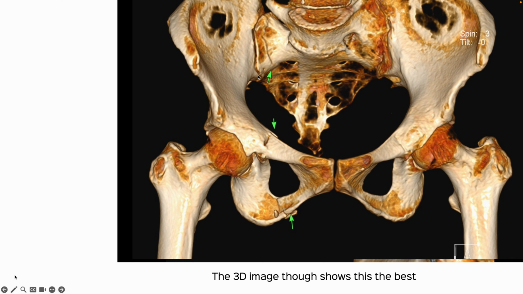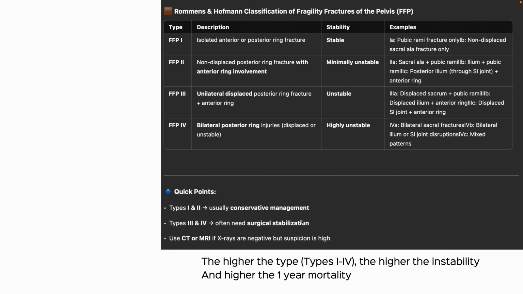And I was going to call this a kind of vertical fracture. And then when I started looking at this, I realized that over the last 10, 15 years, so much has happened with fragility fractures of the pelvis that this had all flown by me. So I asked ChatGPT to create this table. It's there. You can take a screenshot if you want.